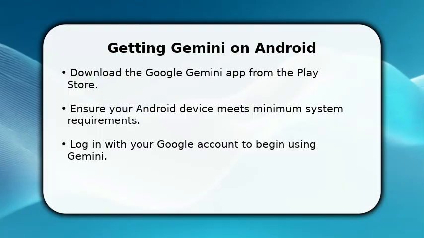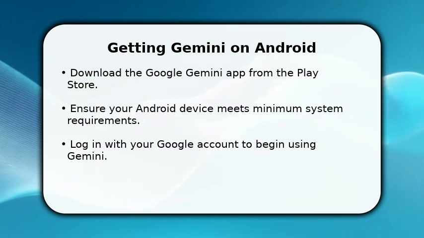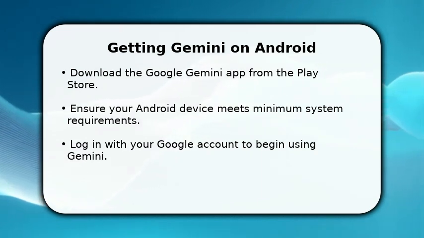Enjoy the video. In this video, I will explain how to get Gemini on Android. First, open the Google Play Store on your Android device and search for the Google Gemini app. Once you find it, tap to install.